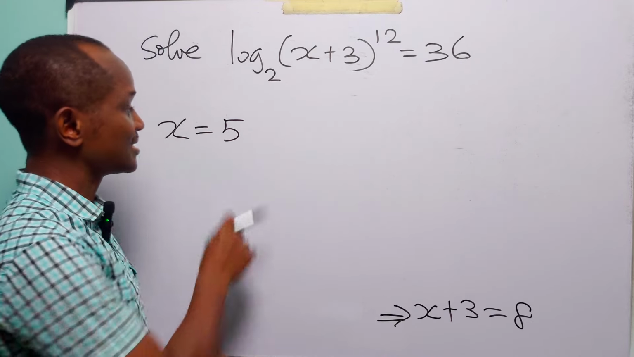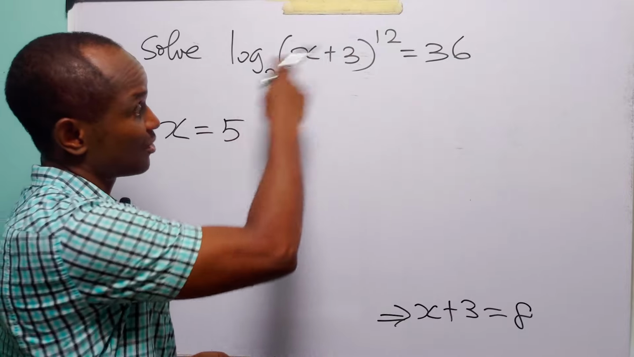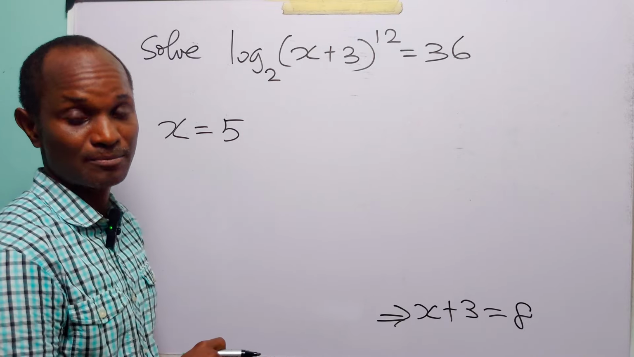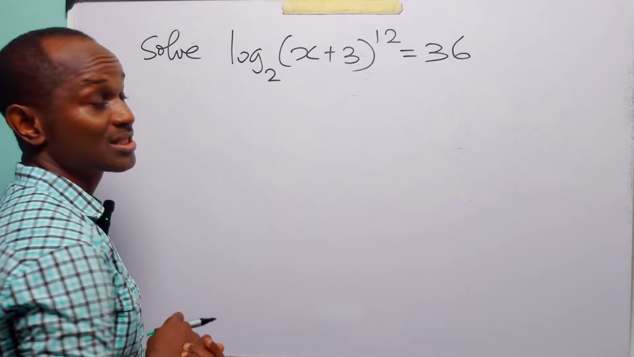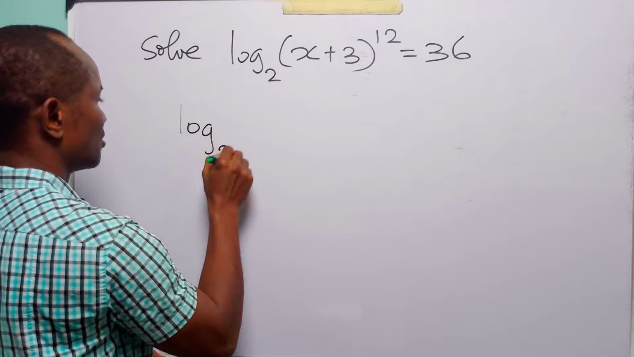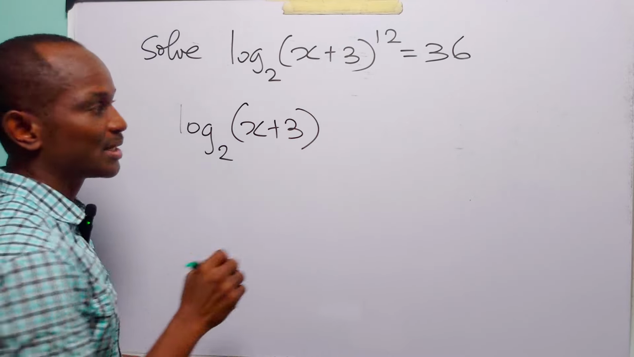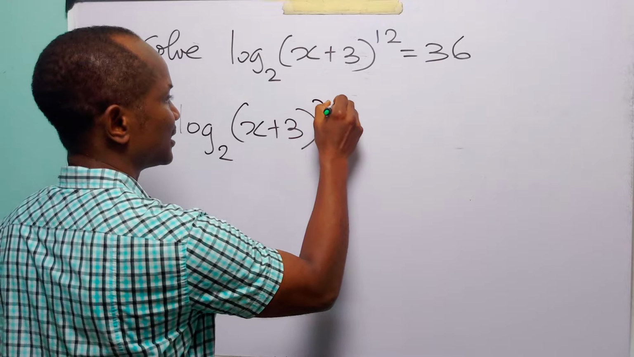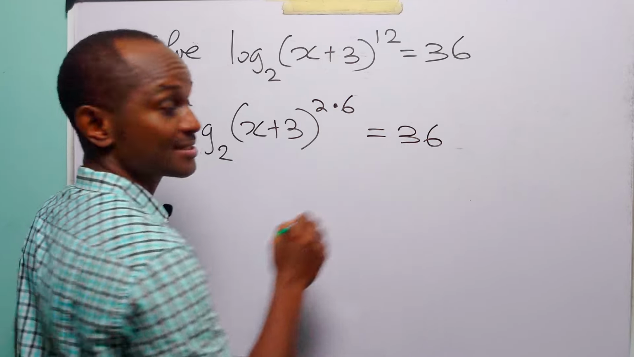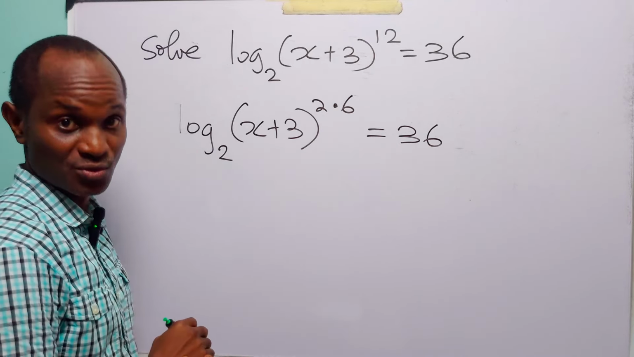But the truth is that this is not the only value of x that satisfies this logarithmic equation. Now let us solve this equation the right way. The first thing we are going to do is that we will write this equation as log base 2 of x plus 3 to the power 2 times 6 is equal to 36. Of course, you know that 2 times 6 is equal to 12.